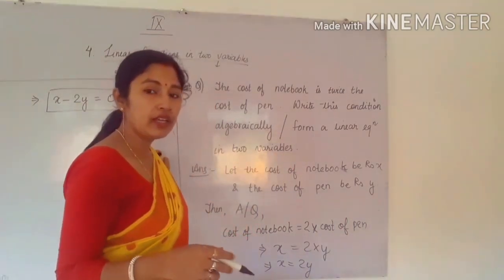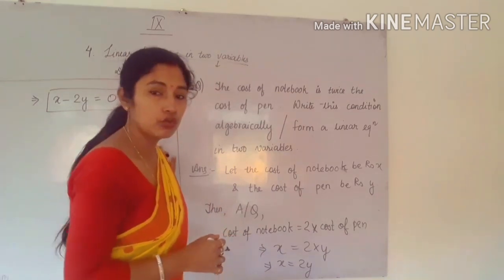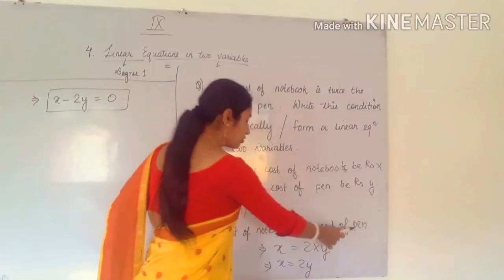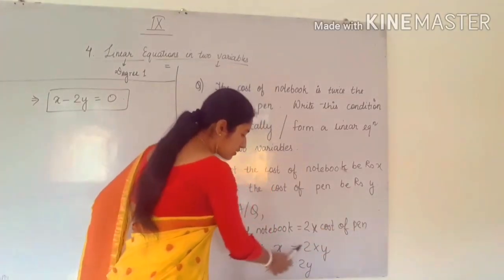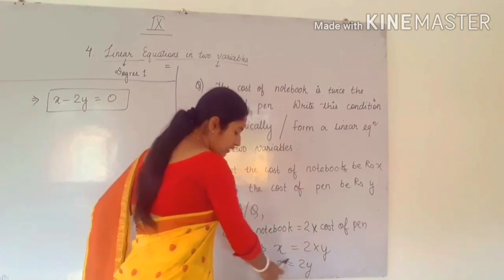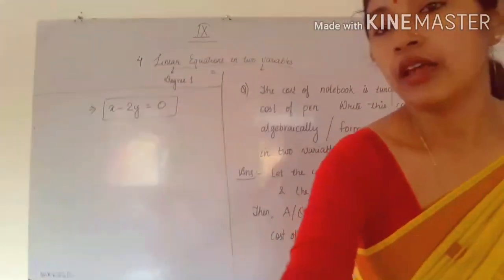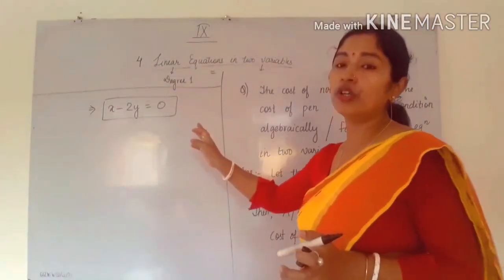You have to multiply the cost of the pen with 2. So 2 into cost of the pen, and cost of the pen is rupees y. So x is equal to what we can write? 2 into y. So this implies x is equal to 2y. So finally our equation will be x minus 2y equal to 0.